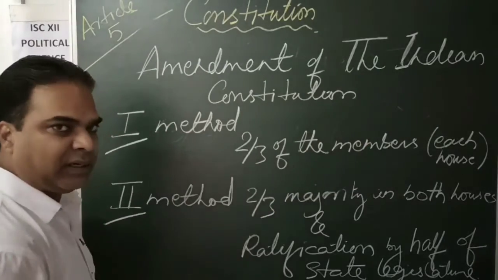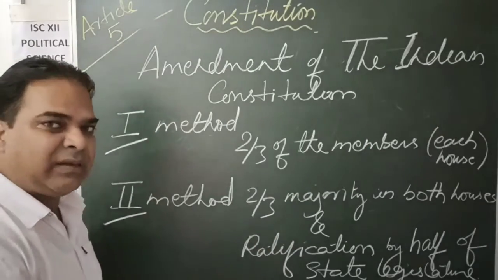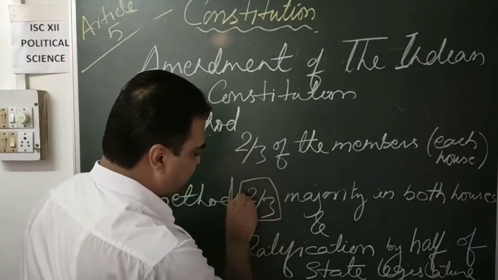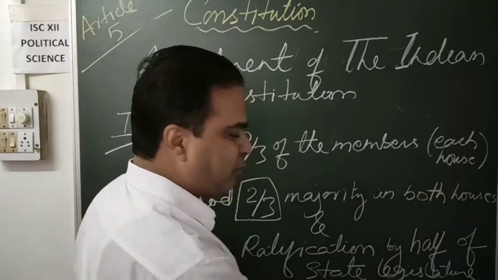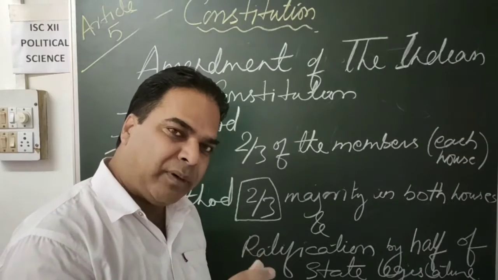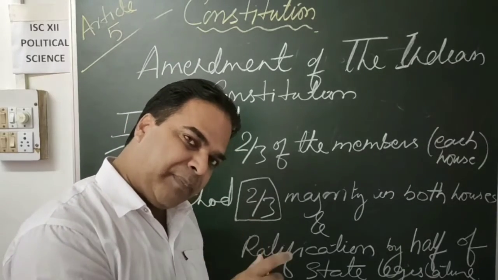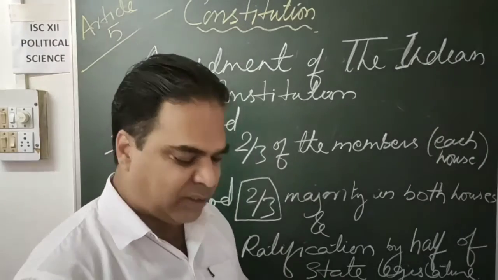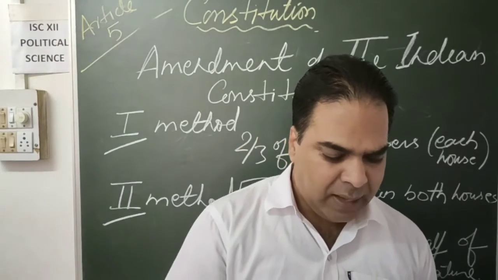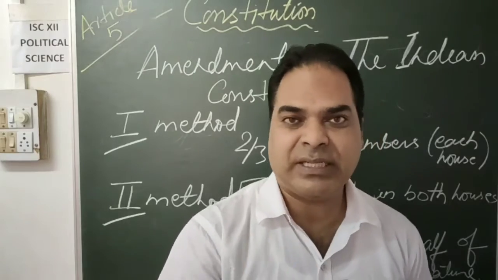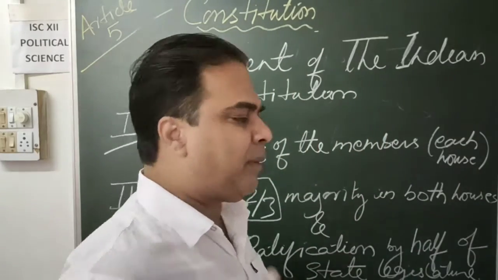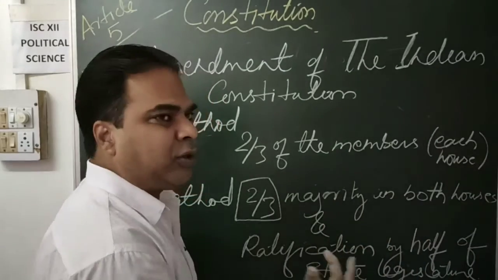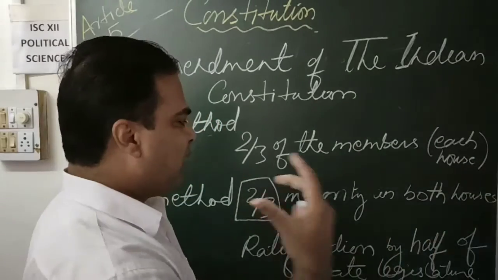Now this is the second method. Forget about the first method now. In the second method, again, the first step is 2/3 majority of both houses, 2/3 of the members of Parliament separately: 2/3 of the members of Lok Sabha and 2/3 of the members of Rajya Sabha, members present and voting. Suppose all the members are not present, then 2/3 of the members present and voting will be counted.